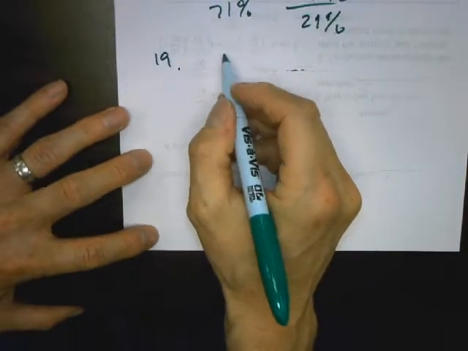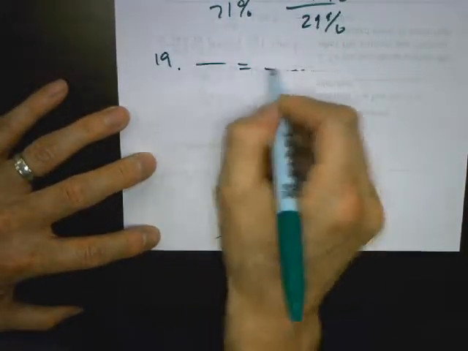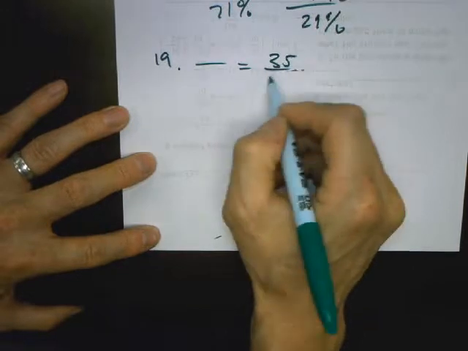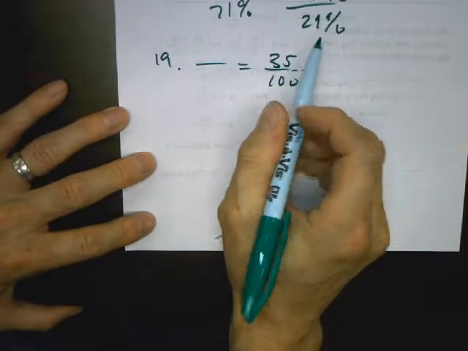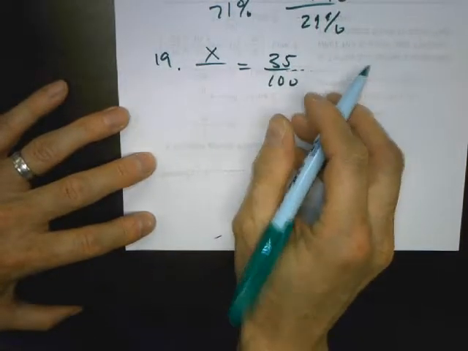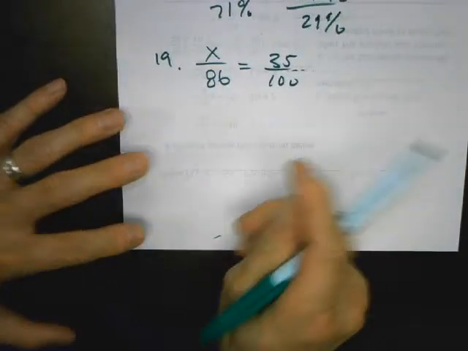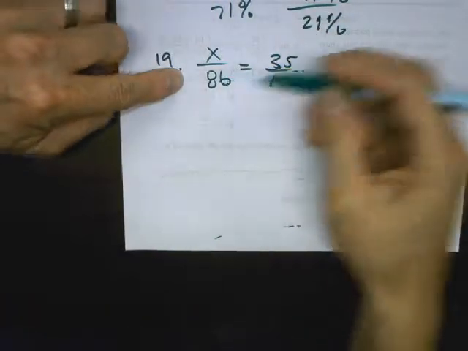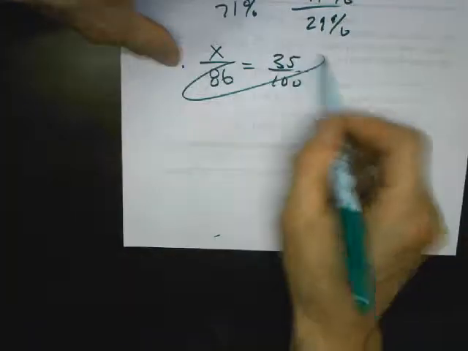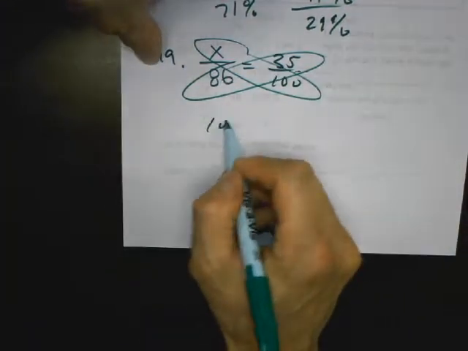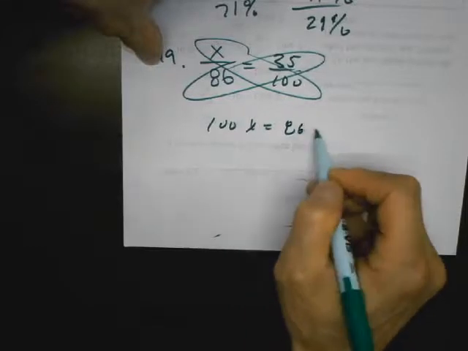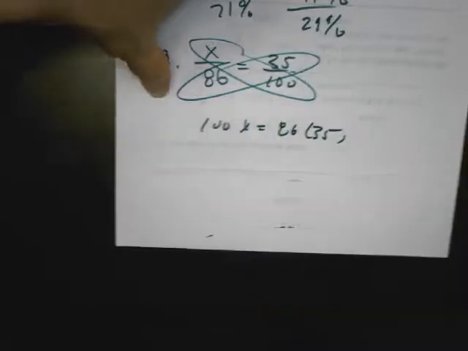What number is 35% of 86? Remember, it goes is over of, right? I put percent with 100 always, and I put is over of. So what number is, is 35% of 86, part, whole, cross multiply, and divide. I got 100x equals 86 times 35.